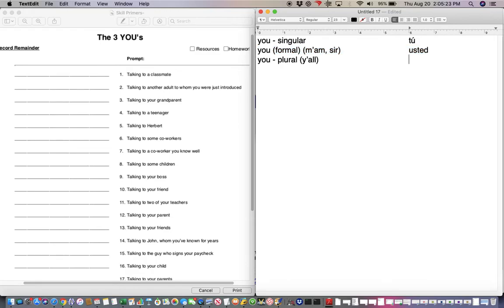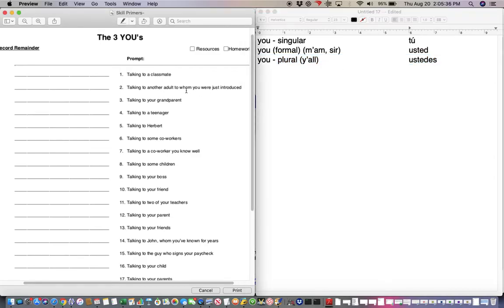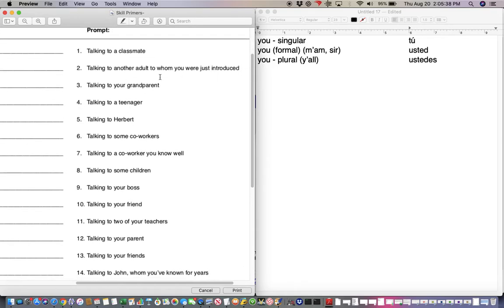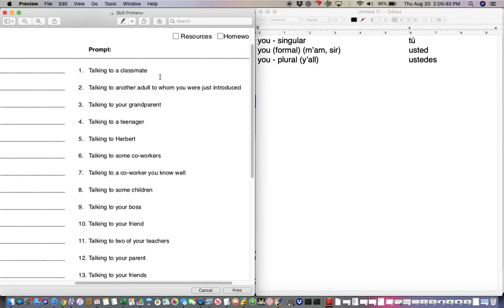And the last one is you plural. Many people in the South would say y'all. This one is ustedes. This one is just you, but it's got more than one person you're addressing. All right, so these are the 3 U's in Spanish. So Spanish is very particular about which one you use.